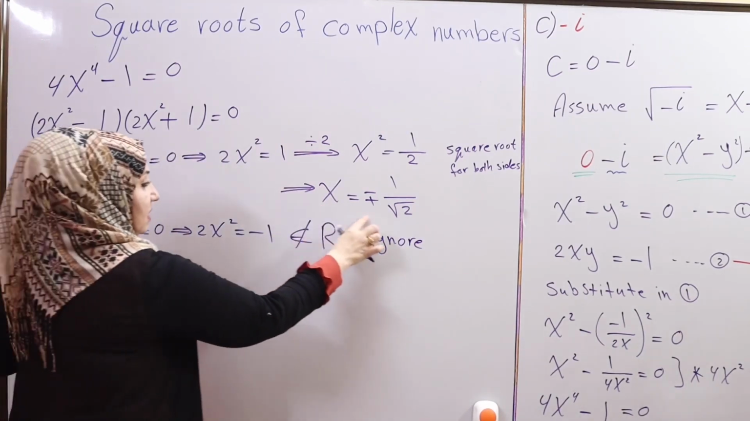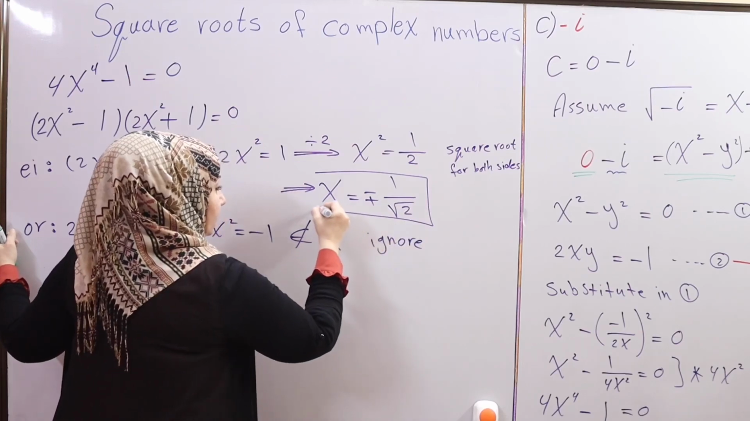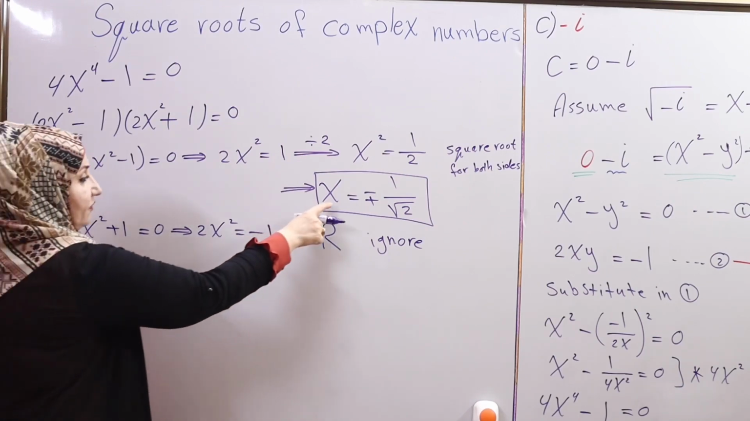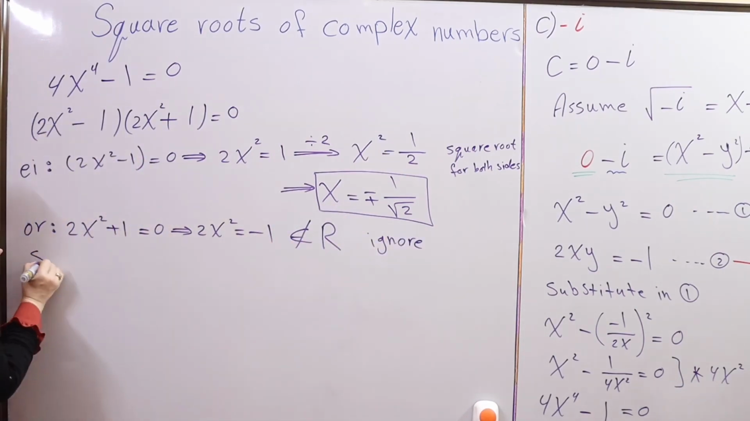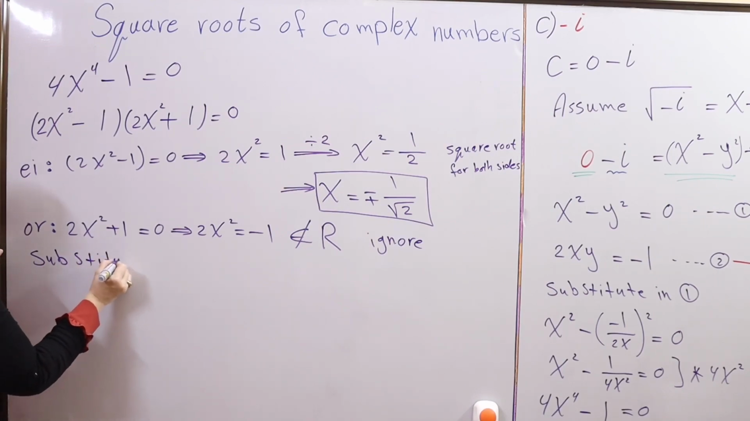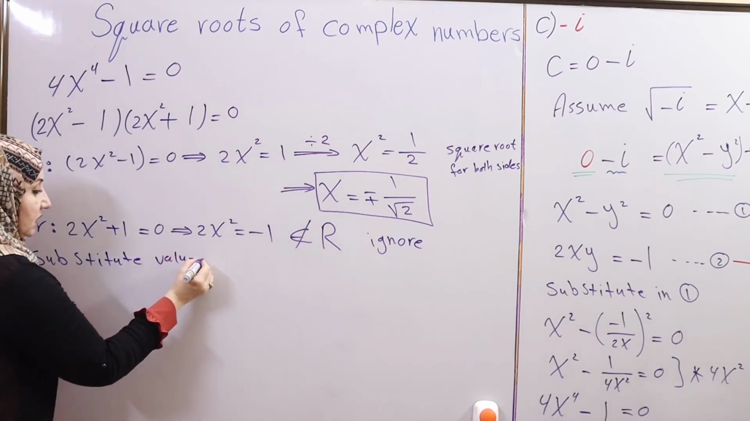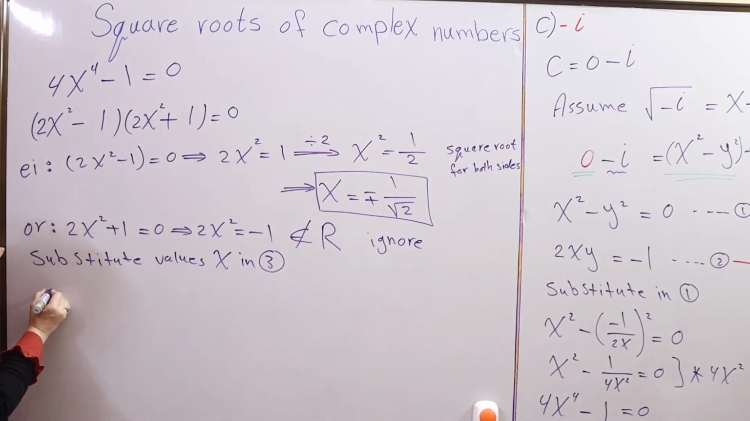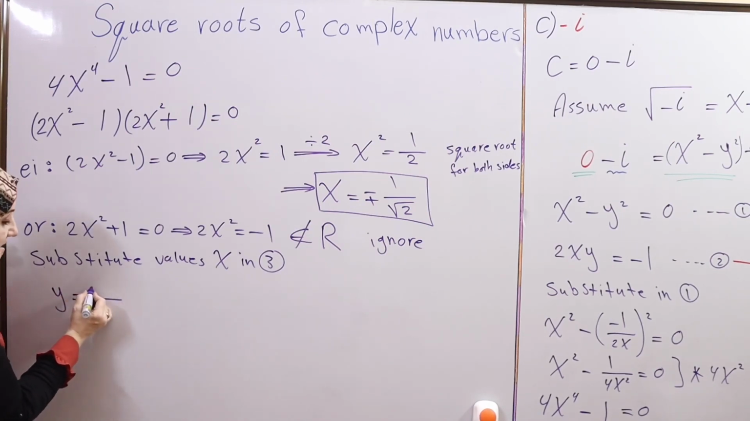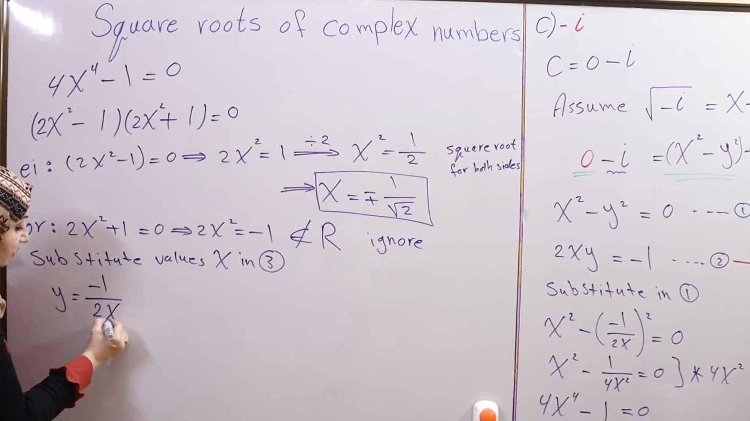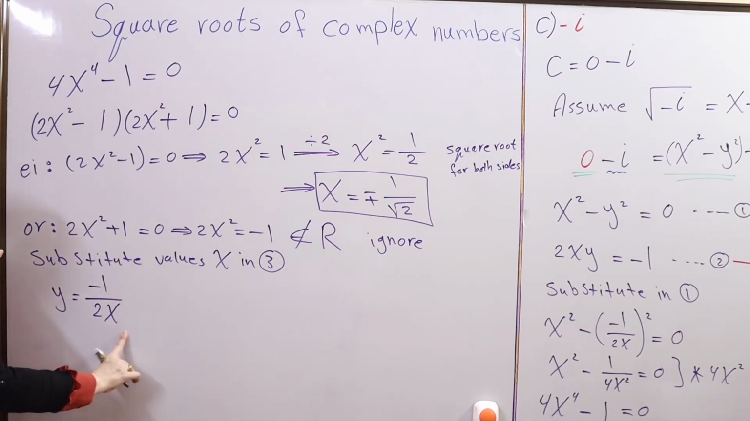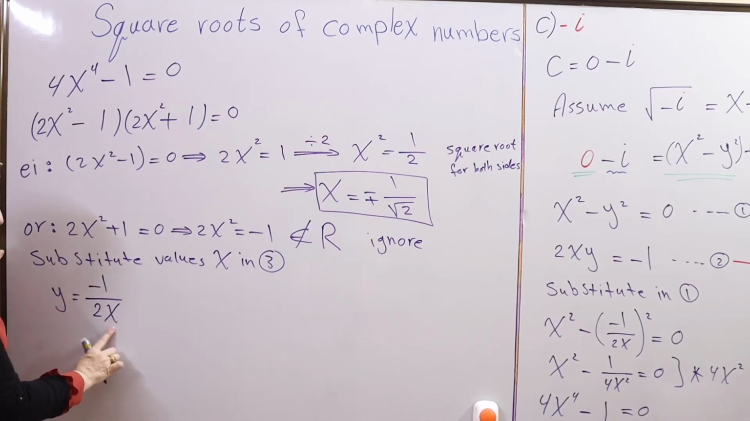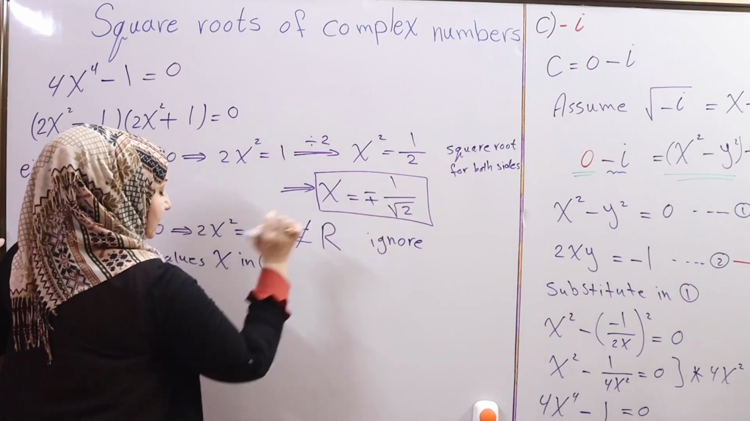So these are the two values for x. So we will substitute the values of x in 3 to get the values of y. المعادلة 3 شو تقول؟ y تساوي سالب 1 على 2x. هاي المعادلة رقم 3 سميناها في الأخير. Here we will substitute values of x. راح أعوض عن قيم x اللي هي سالب وموجب 1 على جذر 2.